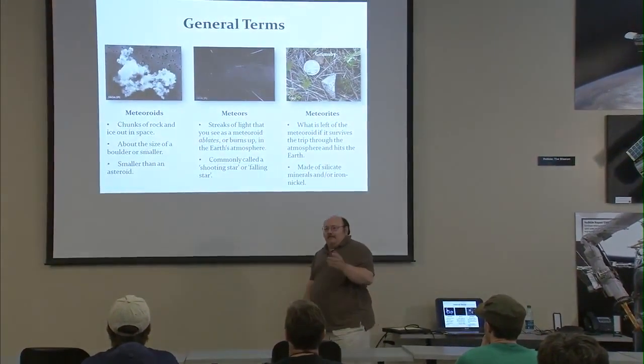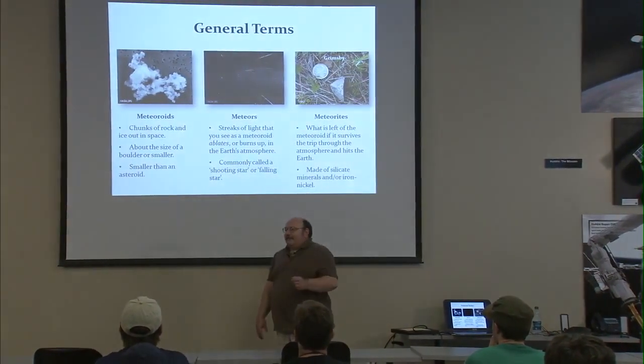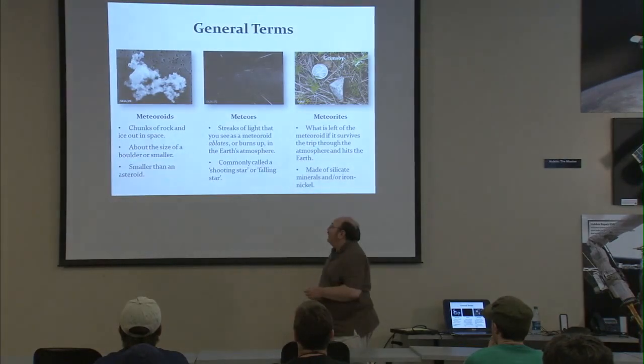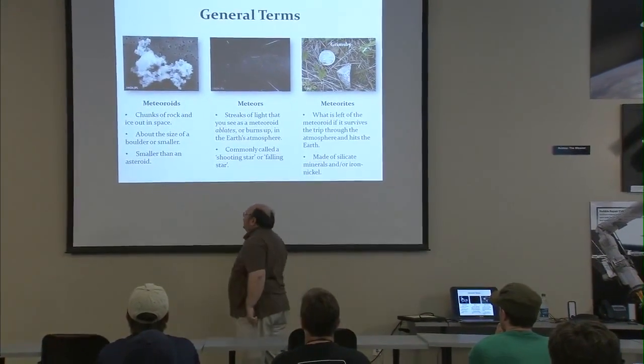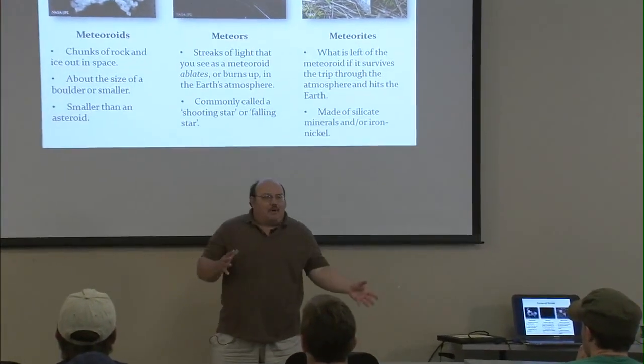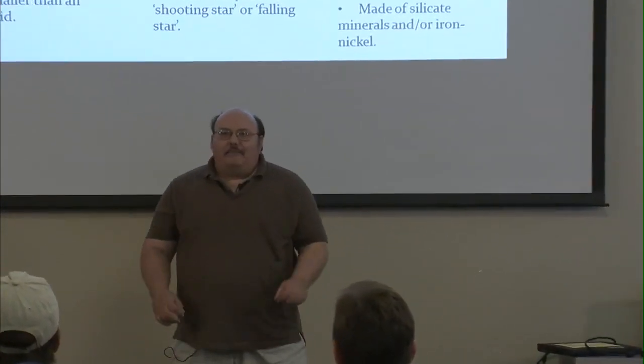Meteoroid, meteor, meteorite. What's the difference? Well, there is a difference, though people use them interchangeably a lot. A meteoroid is a chunk of rock or ice out in space. It's about the size of a boulder or smaller. Now, some people ask, what's the difference between a meteoroid and an asteroid? It's all a question of size, okay? There is no dividing line.